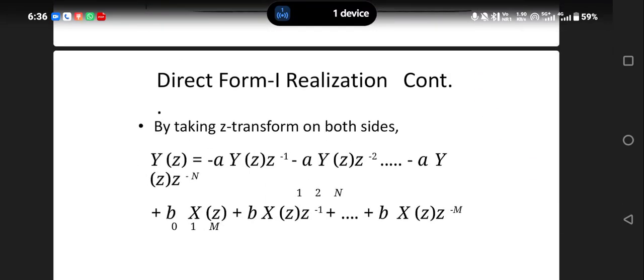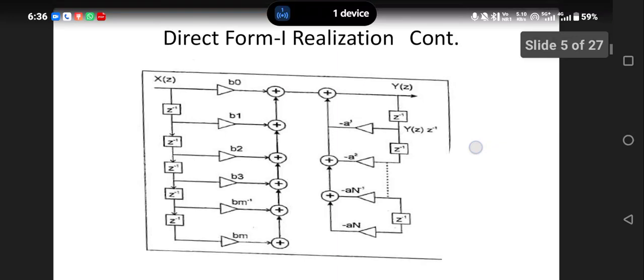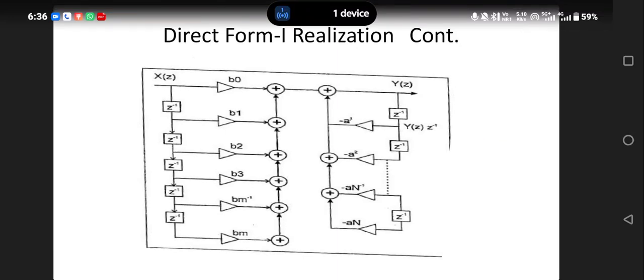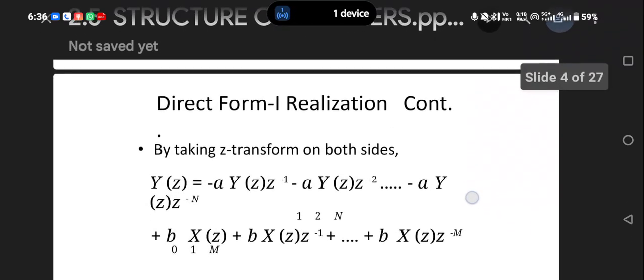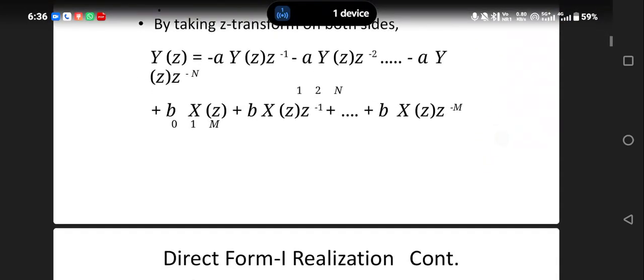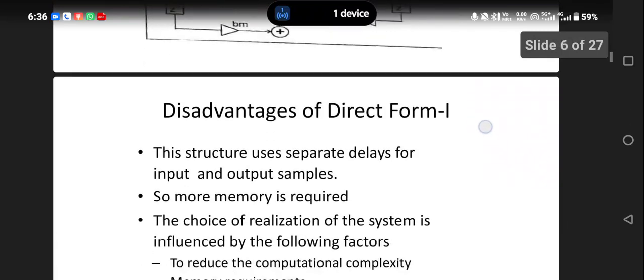In direct form 1 realization, by taking Z transform on both sides, the realization will look in this manner. That is, from the equation, after taking the Z transform, the delay elements are represented by z to the power -1. The constant terms are represented by a triangular form. The summing elements are represented by plus.